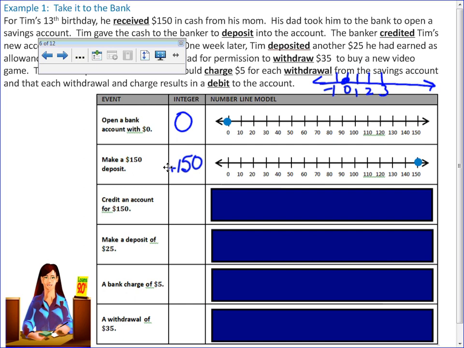Now, he gave the cashier the $150. She decided to credit his account. A credit of $150. How would we write that as an integer? Okay, you know what, you would hear this sometimes.